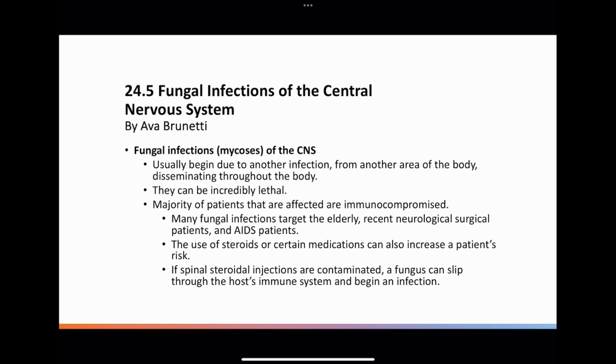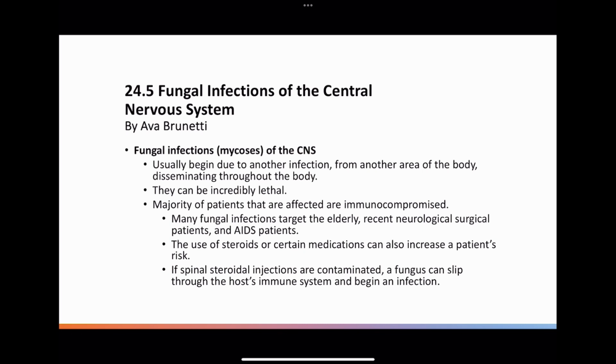Fungal infections, also called mycoses, usually begin due to another infection from another area of the body that disseminate through the bloodstream to other areas. These can be incredibly lethal, and a majority of the patients that are affected are immunocompromised. Many of these fungal infections target the elderly, recent neurological surgical patients, and AIDS patients. The use of steroids or certain medications can also increase a patient's risk.